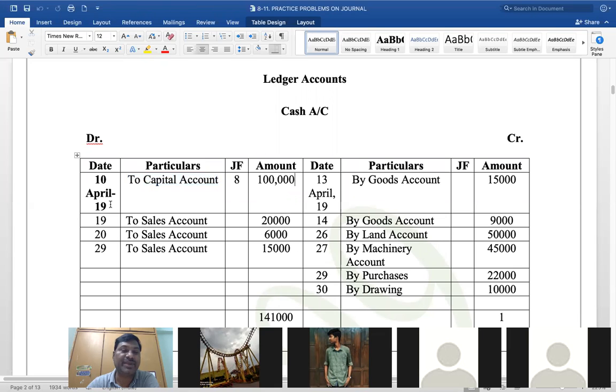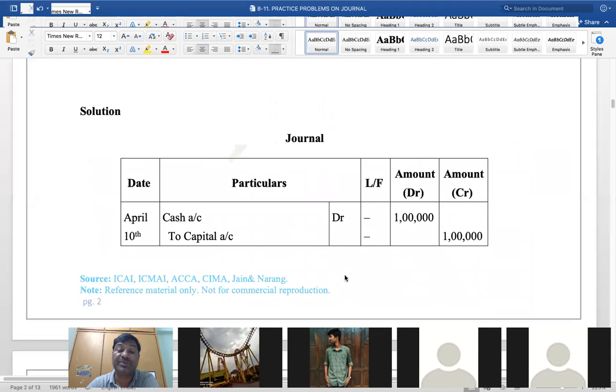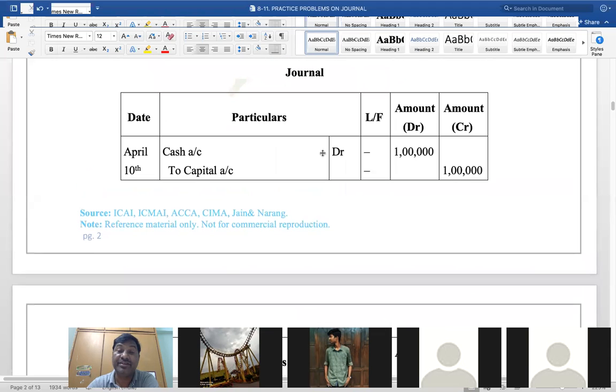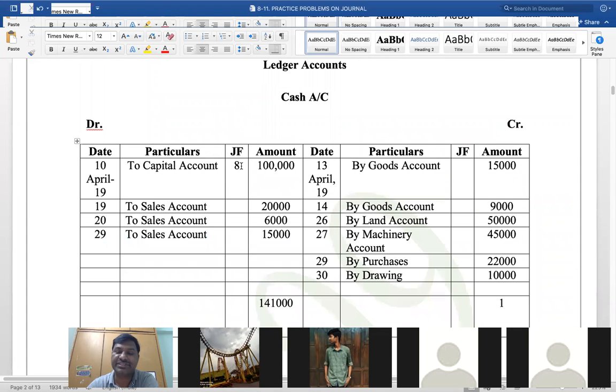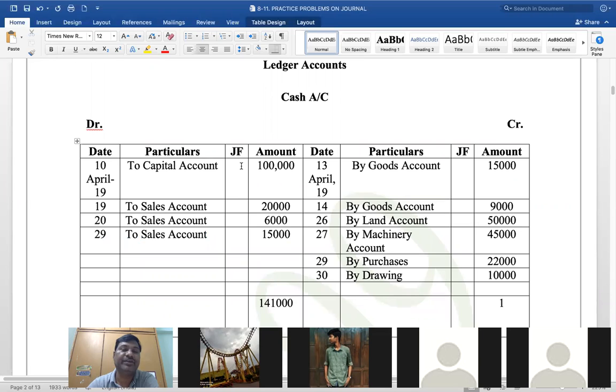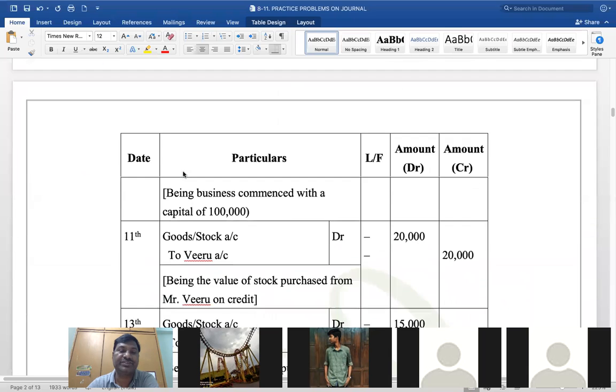When did it take place? This took place on 10th April. And this is some imaginary figure I have dropped. This is the page number in which this particular transaction is recorded in the journal, but for our academic purpose, this is not needed. Cash account, debit to capital account. Next one, search for the cash.